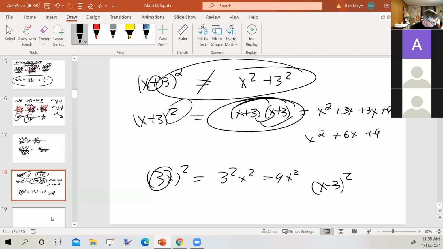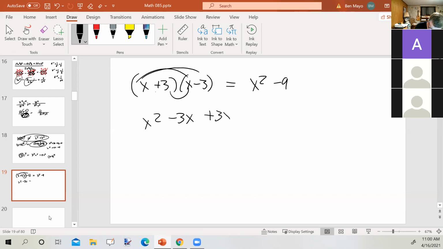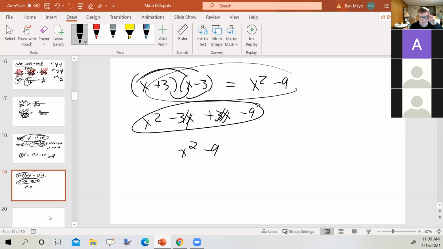Let's see here. You have something like this. That is a conjugate pair, and you can shortcut it if you want, but make sure you've got the plus and the minus, or you can FOIL it out and get x squared minus 3x plus 3x minus 9, and then the two middle terms cancel. I would say if you're unsure about this, go the long way, okay, if you're still working on that.